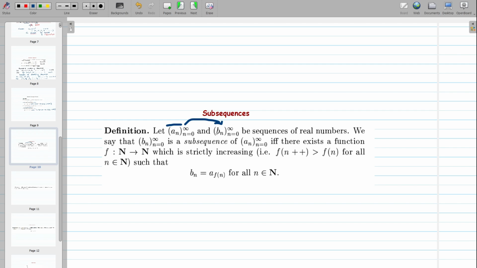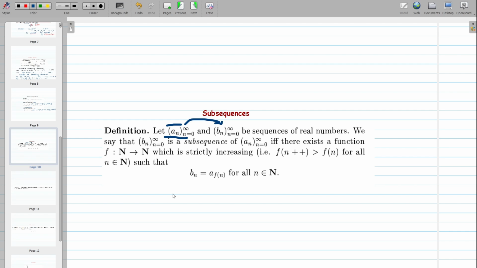This sequence b sub n that is going to be extracted from the existing a sub n sequence is basically going to be a subsequence of the sequence a sub n. Another important thing to note here is that the sequence a sub n is going to be an infinite sequence, and the sequence that is extracted from a sub n is also another infinite sequence. So we can take some example here.